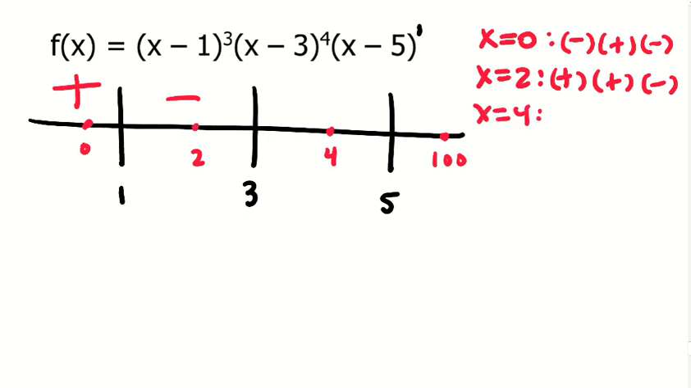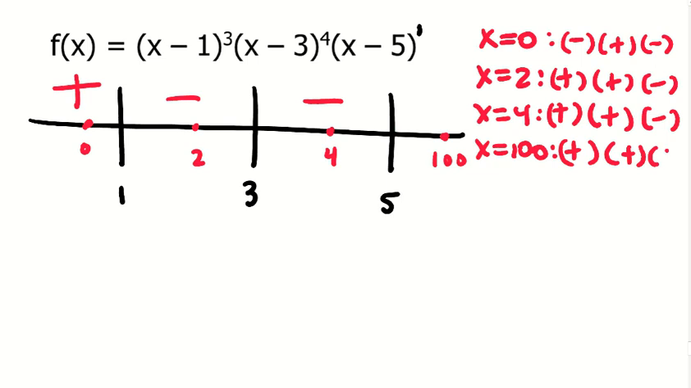So I've got x equals 4. I'm going to have 4 minus 1 is 3 to the third is positive 27. 4 minus 3 is 1 to the 4 is positive. And 4 minus 5 is a negative number. Okay, so again, same thing, because of that even multiplicity. And then when I plug in x equals 100, everything's going to be positive. And that will make that positive. Okay.